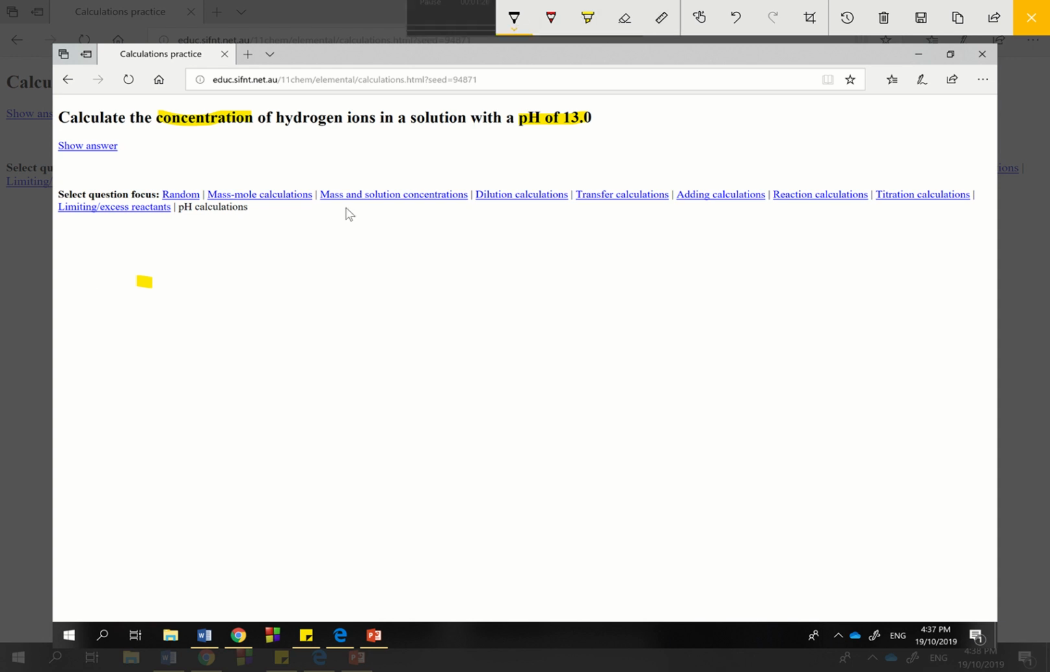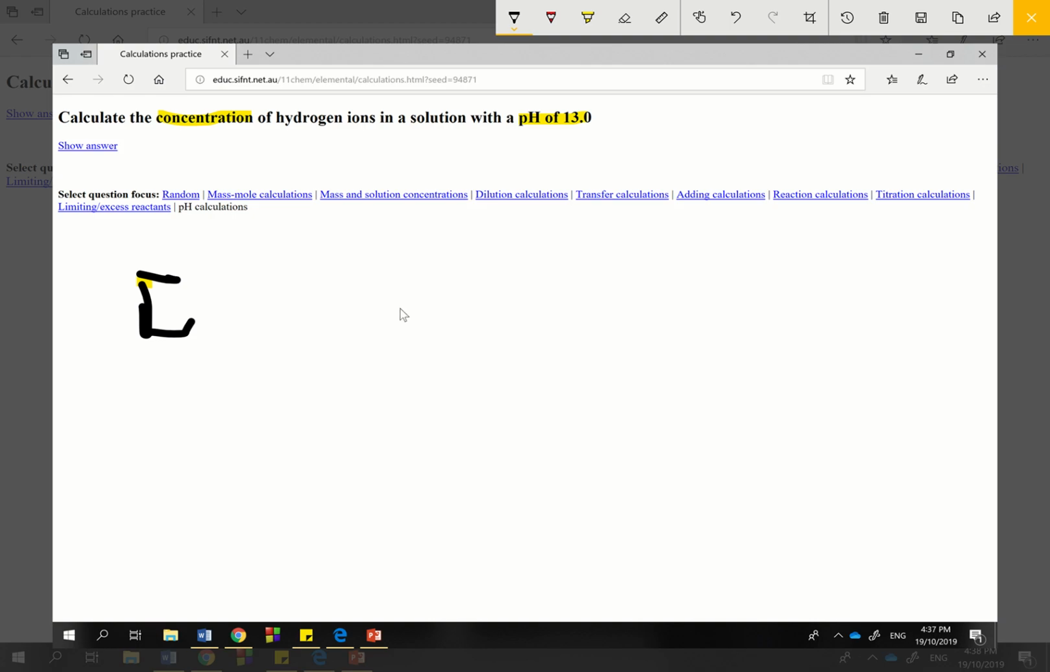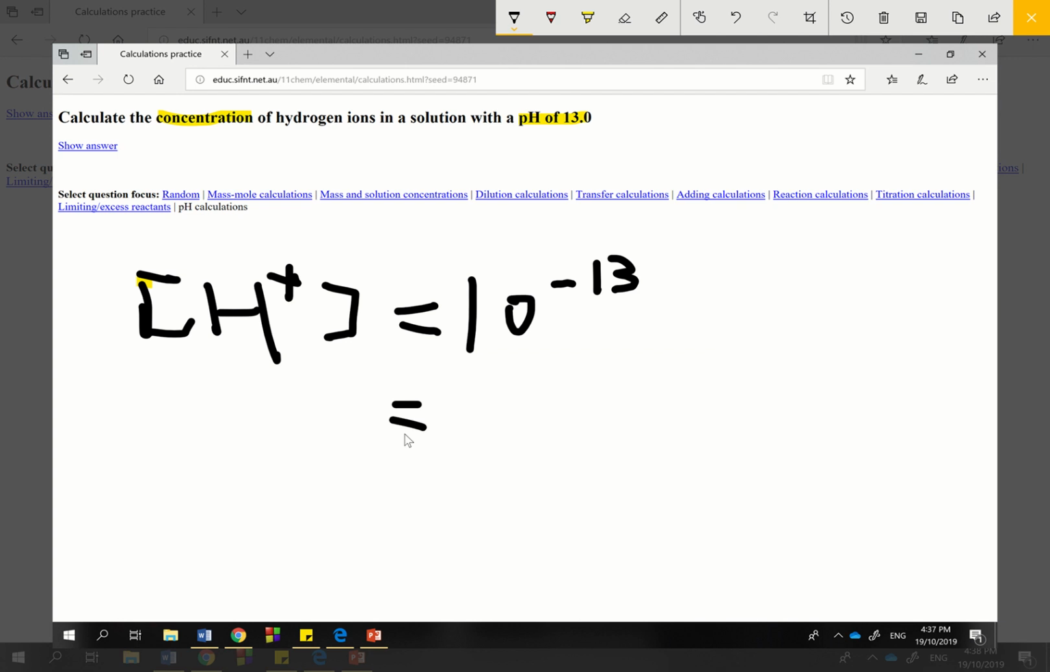We can just choose a black pen. This will be our concentration. Excuse me, the writing is not very good. I'm using a mouse, not doing my best. And since it's 10 to the power of negative pH, this will be 13 up here. And I'll be using a calculator for this. 10 to the power of negative 13, which is 1 times 10 to the power of negative 13.